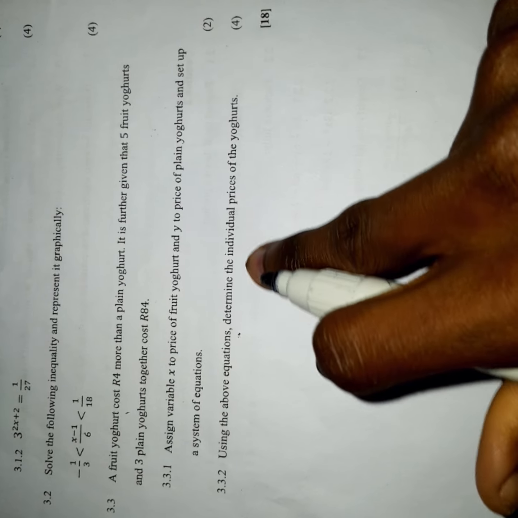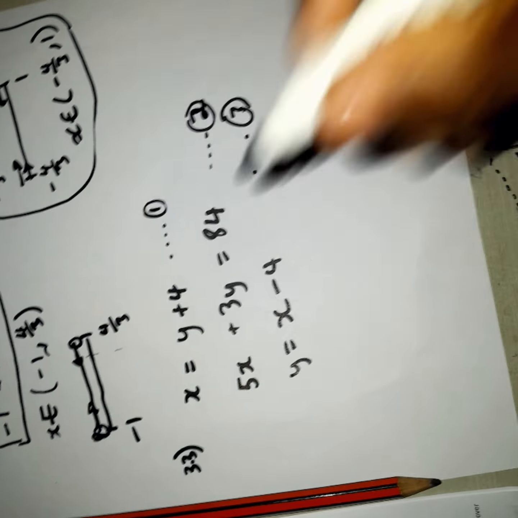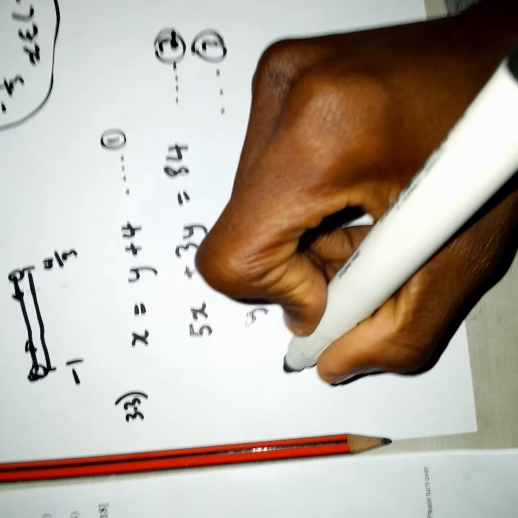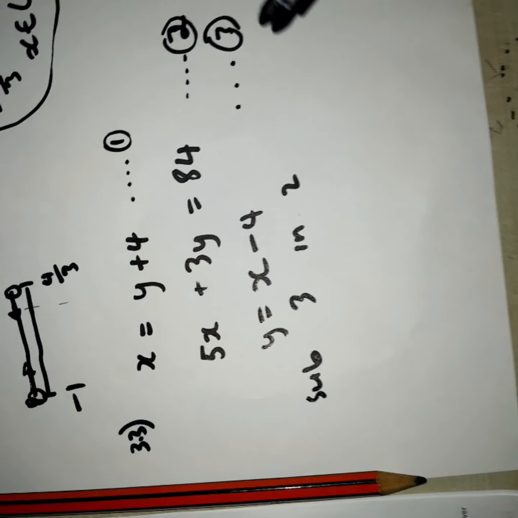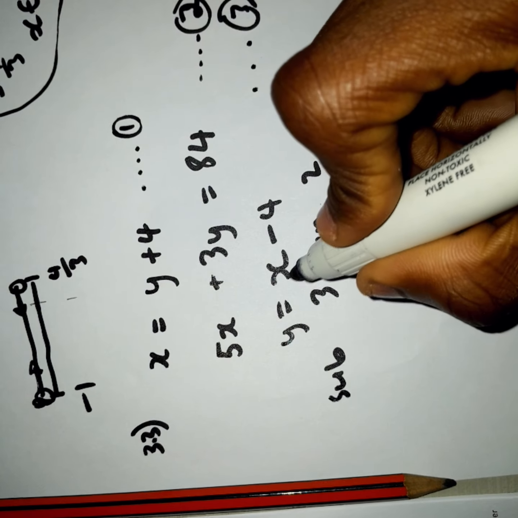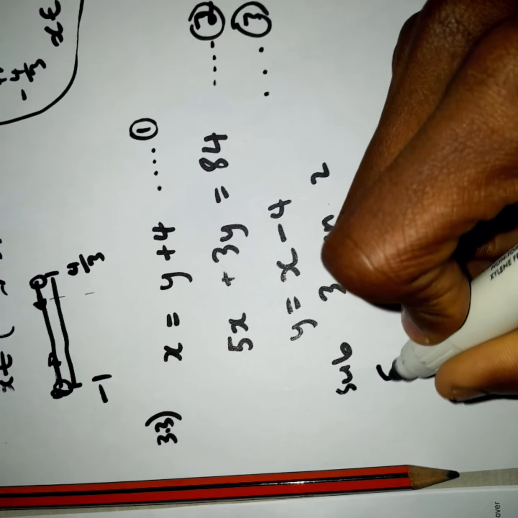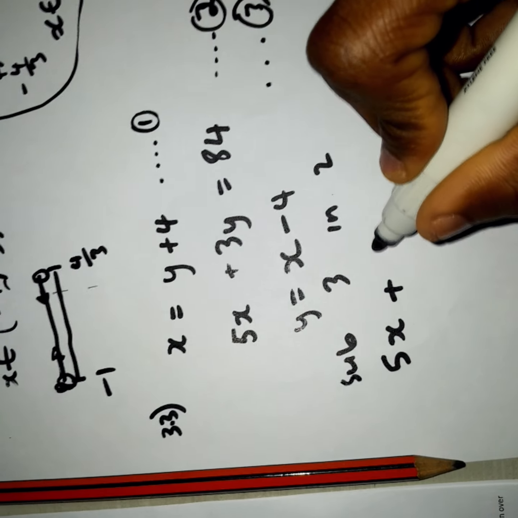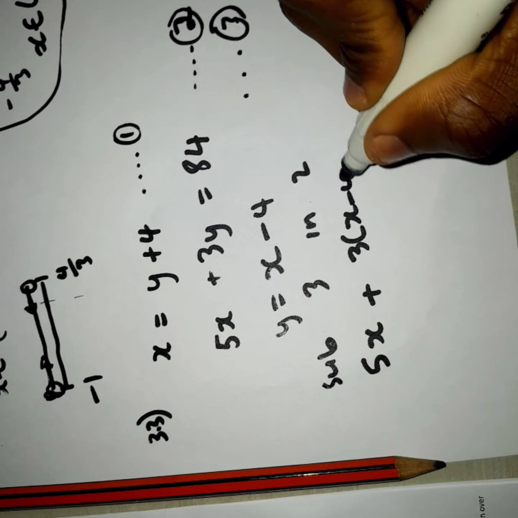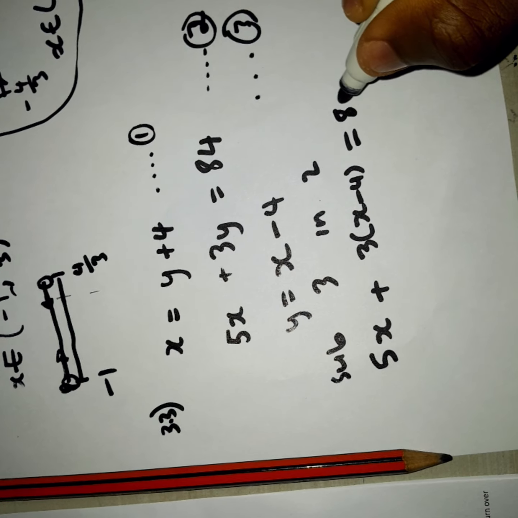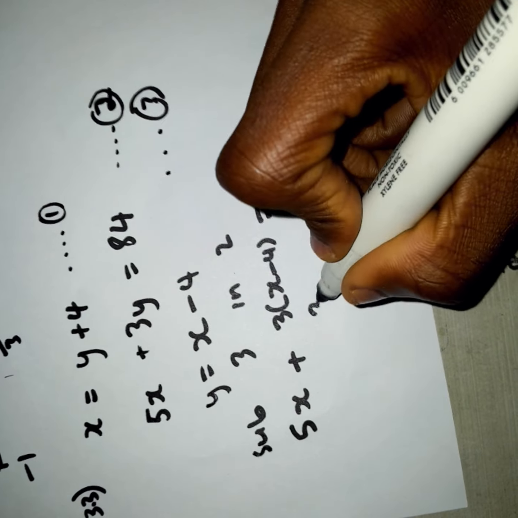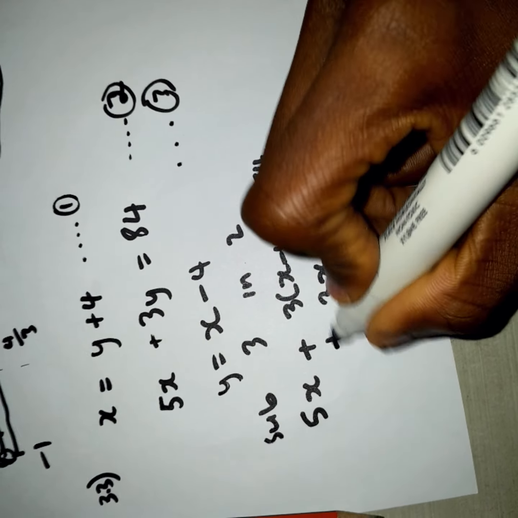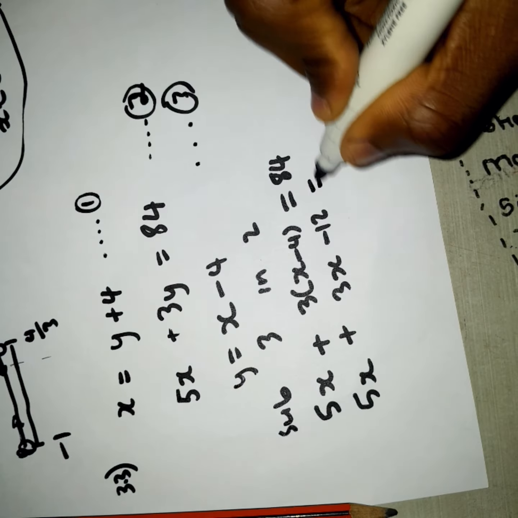And using the above equations, determine the individual values of the yogurts. So now the individual values of the yogurts, this is how we're going to do it. Like simultaneous equations, substitute equation 3 into equation 2. So now here we have y equals x minus 4. So wherever we see y here, we're going to put x minus 4 in brackets. 3 times x minus 4 plus 5x equals 84. So now here we're going to expand it. It's going to be 3x minus 12 plus 5x equals 84.